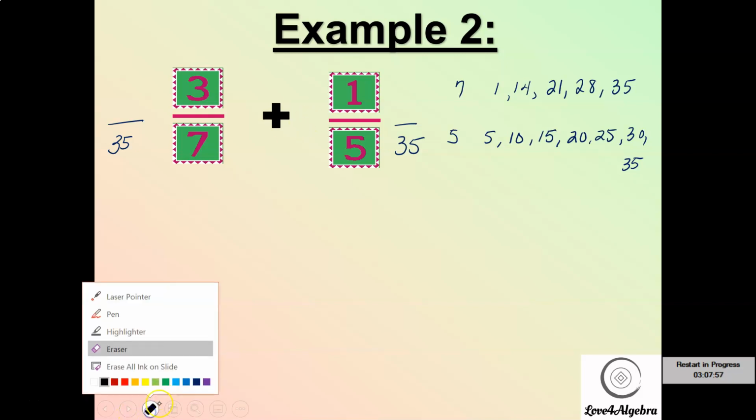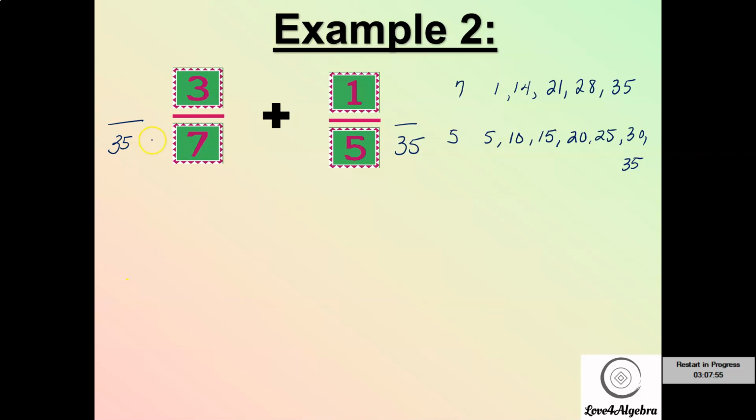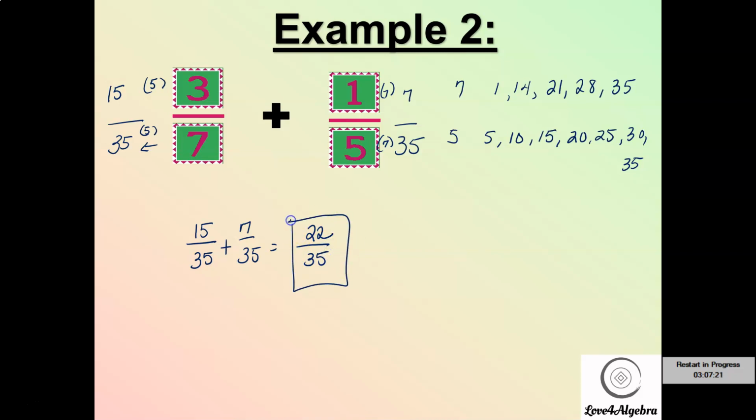Okay, so when we look at this, we want to ask ourselves, how'd you get from 7 to 35? Well, I multiplied by 5. I need to do the same thing to the numerator. So 3 times 5 is 15. How'd you get from 5 to 35? Well, you multiplied by 7. Same thing to the numerator. 7 times 1 is 7. So let's rewrite this to be 15/35 plus 7/35. So I have 22/35, which is already reduced to lowest terms. So we're done.